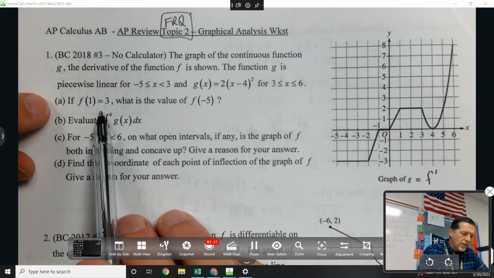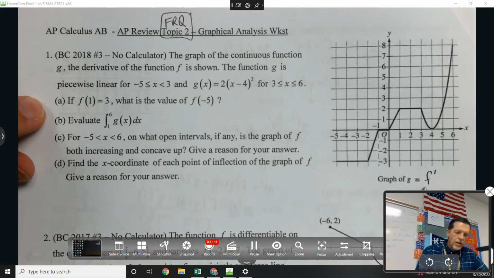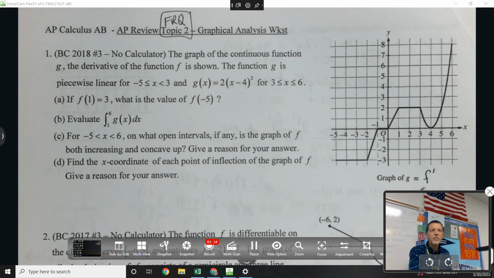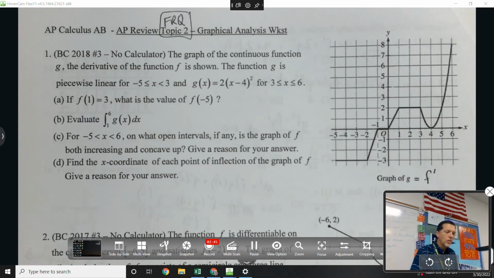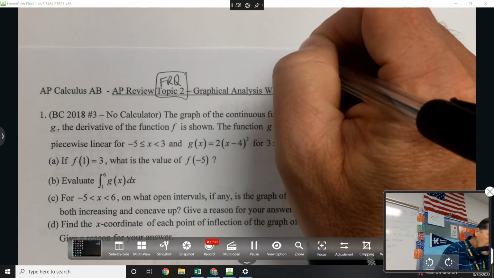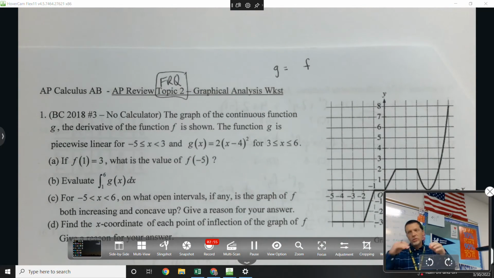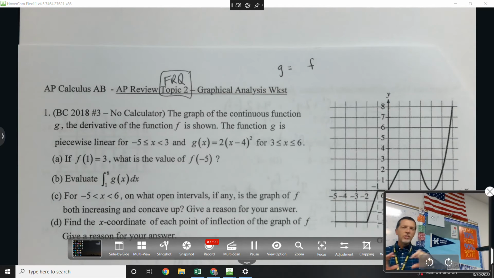If f of 1 is 3, what's the value of f of -5? Well, I don't have a picture for f. I have a picture of f prime. How do I get from f prime back to f? Integrate. By the way, on the actual AP test, 1 free response question is spread out over like 2 or 3 pages. So you'll have like half a page to work part A, half a page to work part B. So you'll have plenty of room.